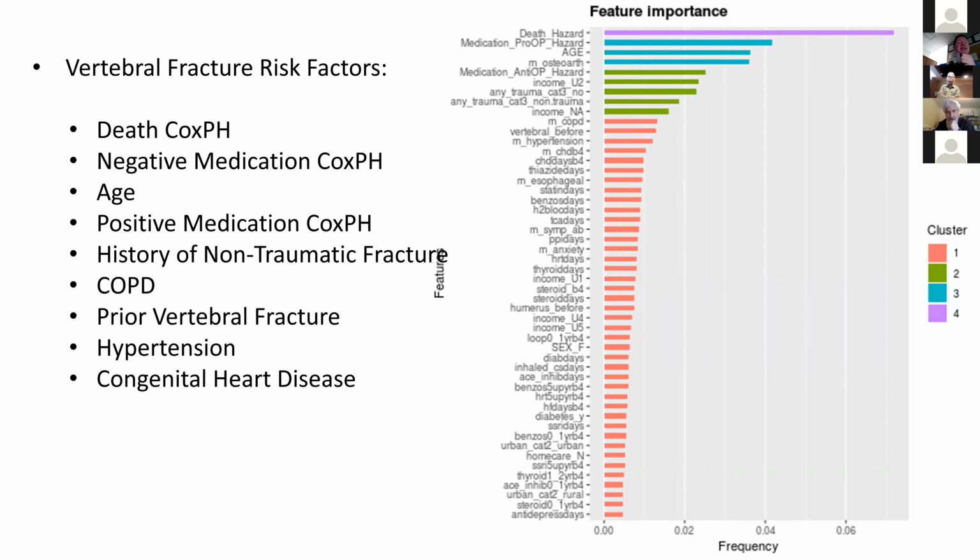And so, yeah, there's slightly different top 10s for all of the different algorithms. History of non-traumatic fractures showed up. I thought that COPD was interesting for vertebral fracture risk factors in that it could be due to these patients requiring prednisone therapy intermittently. However, it could also be due to patients having COPD getting way more chest radiographs, and therefore the vertebral fractures that otherwise would have been undiagnosed getting diagnosed.